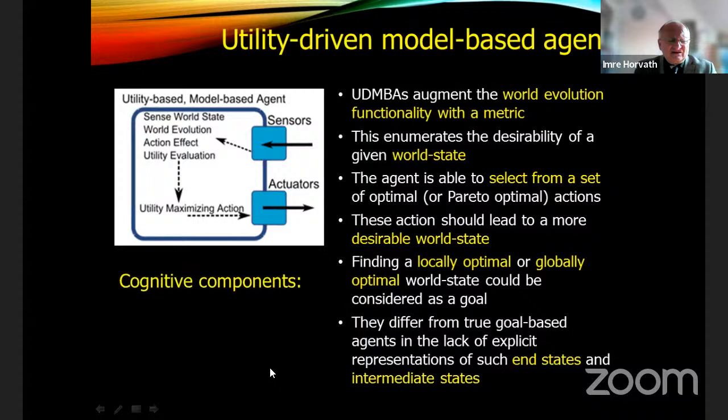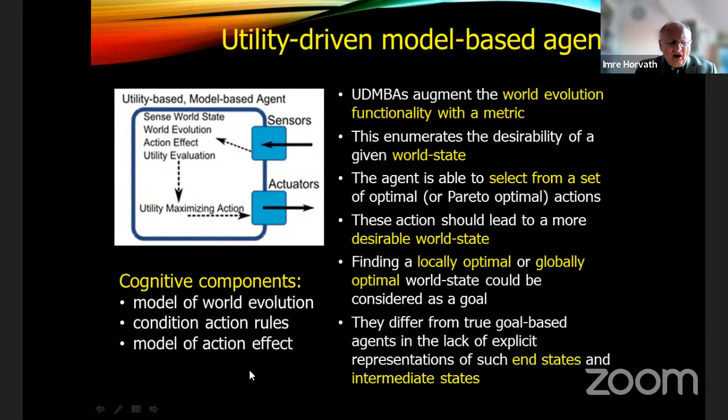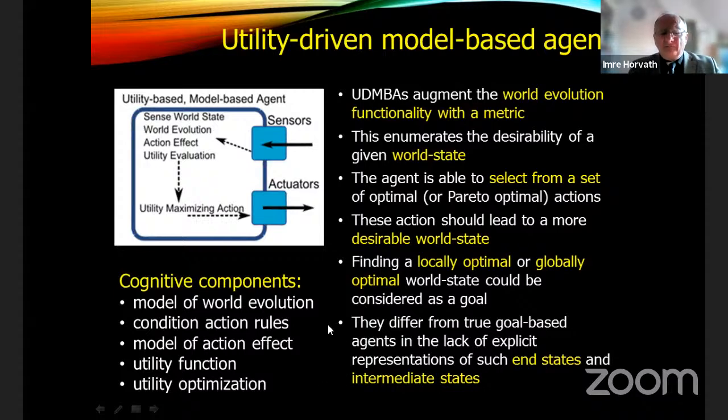It is important again to mention the cognitive components which make these agents smart. First of all, the model of world evolution, the condition action rule, the model of action effect, and the utility function. These four are the cognitive smartness-increasing elements of this particular model. And obviously, I mentioned the utility optimization, but this is just a reflection on the achieved performance.